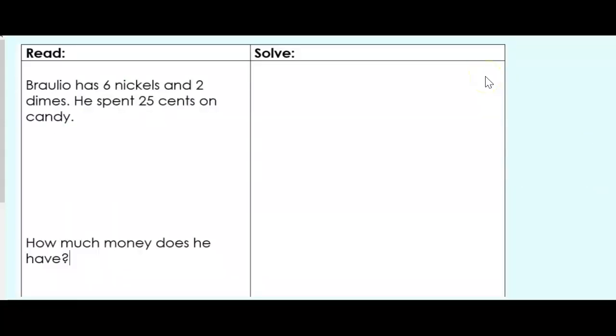Now it's time for our first problem. Can you read it with me? Braulio has 6 nickels and 2 dimes. He spent 25 cents on candy. How much money does he have? Remember, boys and girls, we want to find the periods so that we'll know when to stop reading and start calculating or figuring out our first answer or writing our first number in the equation.